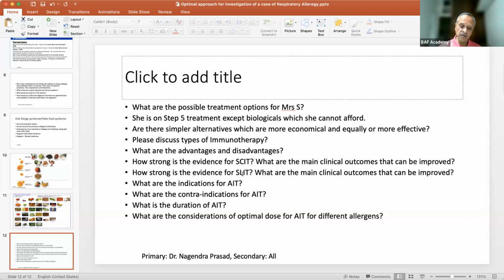And SCIT is effective in allergic asthma, no doubt. A Cochrane review demonstrated significant improvements in symptoms, reduction in rescue medication, and improvements in allergen-specific bronchial hyperresponsiveness.